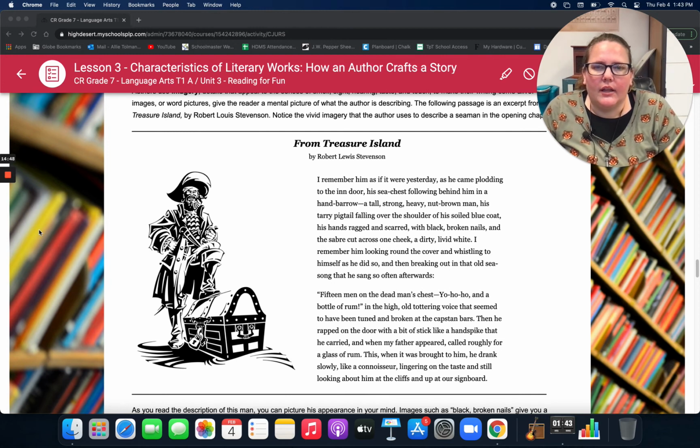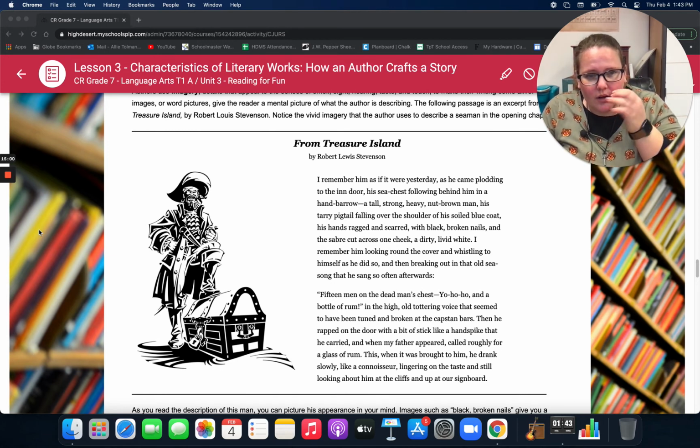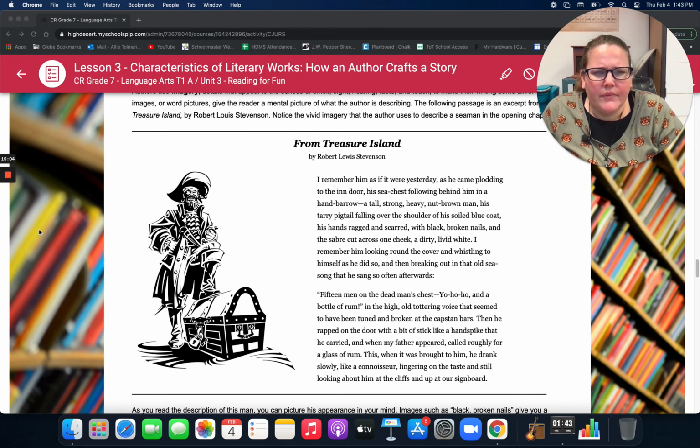Treasure Island by Robert Louis Stevenson. I remember him as if it were yesterday, as he came plodding into the inn door, his sea chest following behind him in a hand barrel, tall, strong, heavy, nut-brown man, his tarry pigtail falling over the shoulder of his soiled blue coat, and his hands ragged and scarred, with black broken nails and a saber cut across one cheek, a dirty, livid white.